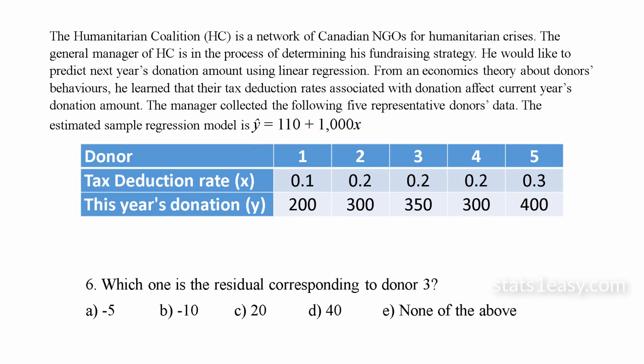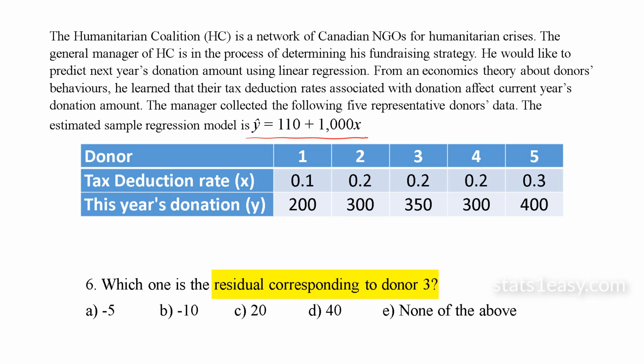Here we're looking at donors. We have data from 5 donors here, and we have their tax deduction rate and this year's donation. So we're looking at a relationship between their deduction rate and their donation amount. And then we're told that the estimated sample regression model is the one given over here. The question wants us to find the residual corresponding to donor 3.